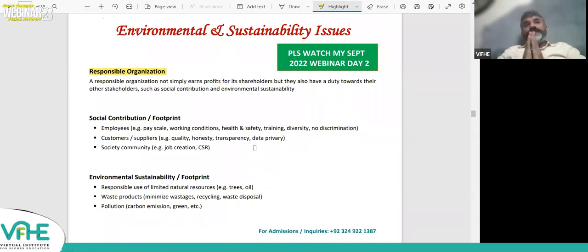They just don't talk only about money. They also are concerned and careful about the social footprint of their organization, the social impact of the organization, and the environmental impact of the organization. So now a responsible organization looks at three things: profits, social impact, environmental impact. There are more responsible citizens.